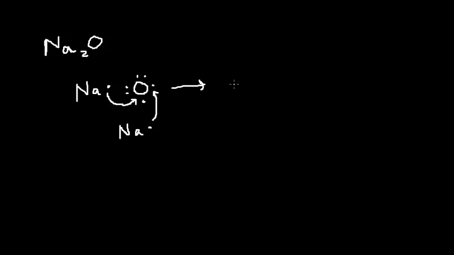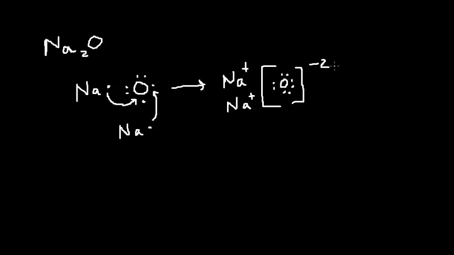And so if we look at what this is going to look like, one of these Nas has got a positive because it lost 1 electron. The other one also lost 1 electron. And then oxygen here, it gained 2 total electrons. So it had 6 valence electrons, now it has 8. And if it gained 2 electrons, it's going to have a -2 charge.